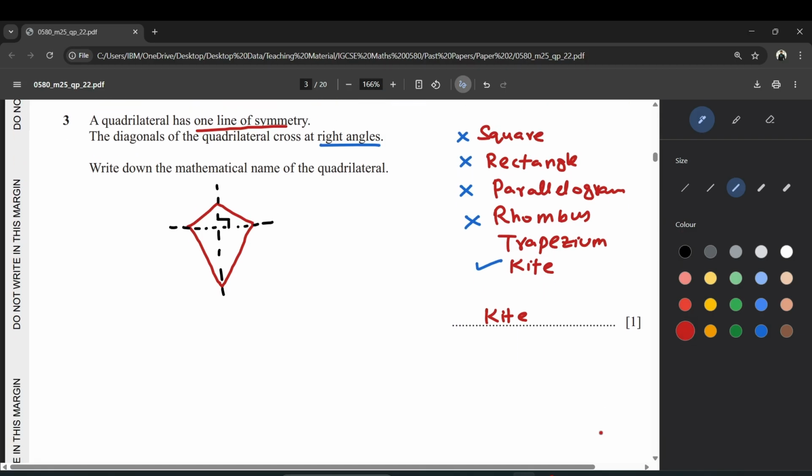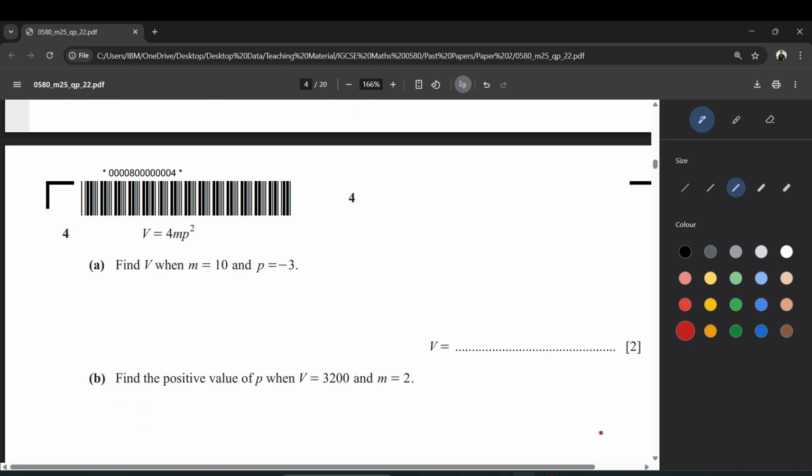All right, so now let's move to question number 4. V is equal to 4mp squared. Find V when m is equal to 10 and p is equal to minus 3. So here we just need to substitute the values. In place of m, I'm going to write 10, and p squared will be minus 3 squared.